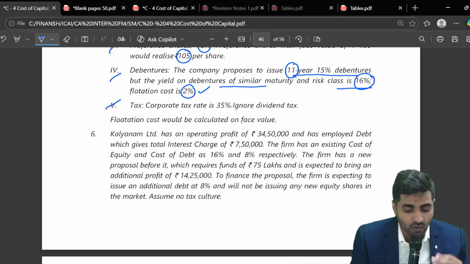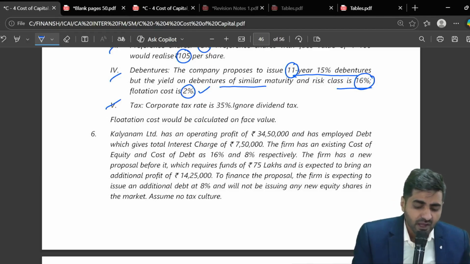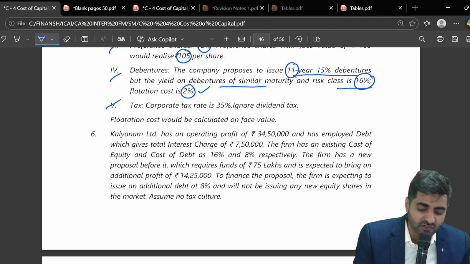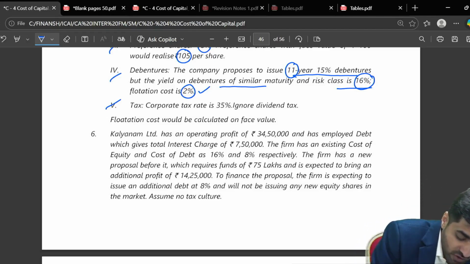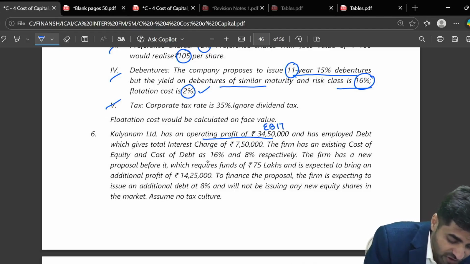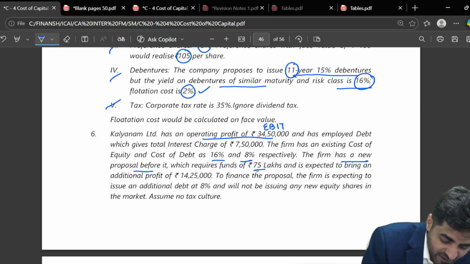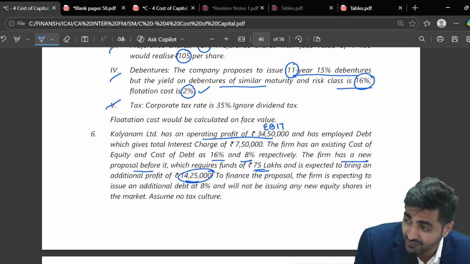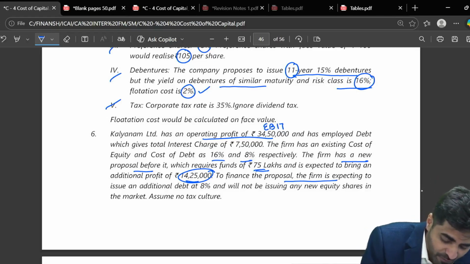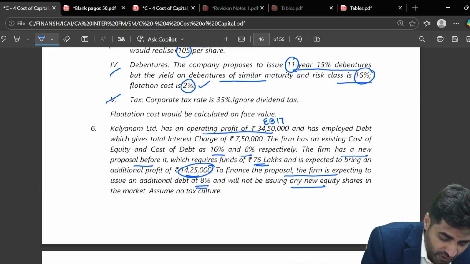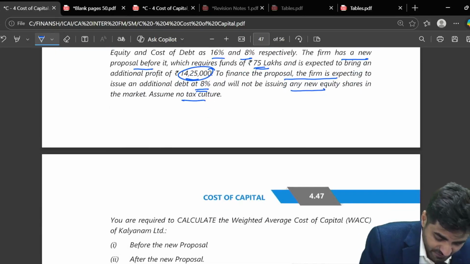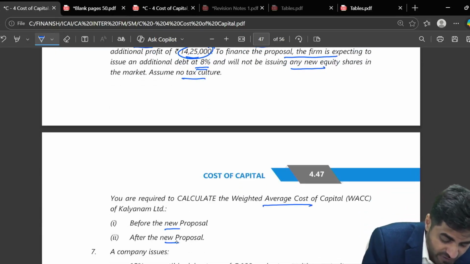Kalyanam Limited has an operating profit of 34 lakh 50 and it has employed debt which gives total interest charge of 7 lakh 50,000. Guys, operating profit is also called your EBIT. And the firm has an existing cost of equity and debt which is 16 and 8. And the firm has a new proposal before it which requires funds of 75 lakhs and is expected to bring an additional profit of 14 lakh 25,000. To finance the proposal, the firm is expecting an issue of additional debt at 8% and will not be issuing any new equity shares in the market, assuming no tax. You are required to calculate WACC before the proposal and after the proposal.